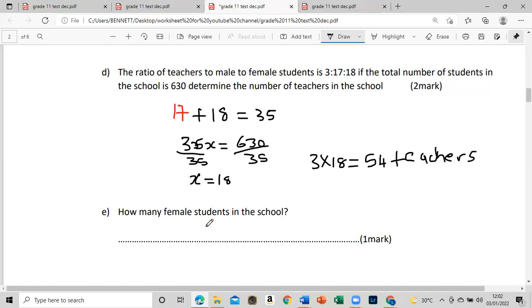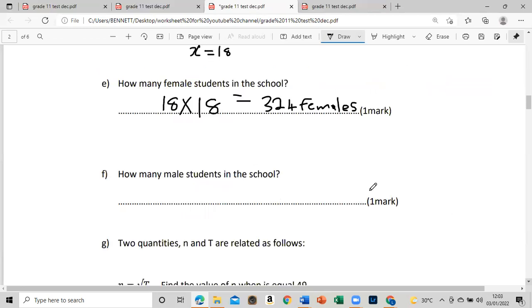All right, how many females? So it will be 18 times 18, because remember, 18 represents girls, females, and one of them represents 18. So it will be 18 times 18. That will give us our answer. This is a very good question. I love it. So that's 324 females. That will be our answer.